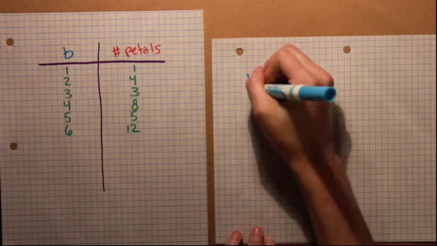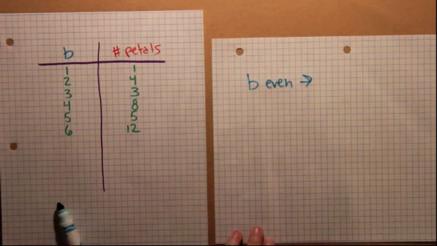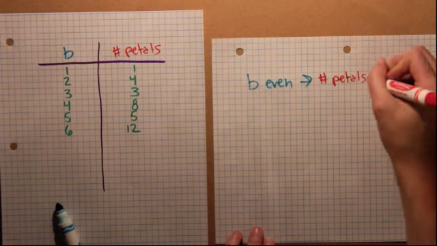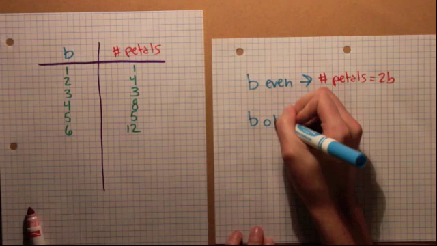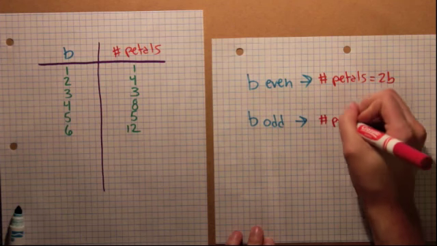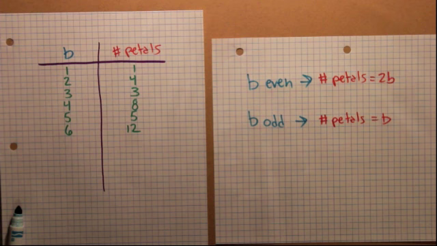Let's look at our results. Whenever b is even, the number of petals seems to be equal to 2b. But whenever b is odd, the number of petals is equal to b. Why is this? Where did the other half of the petals go when b is odd?